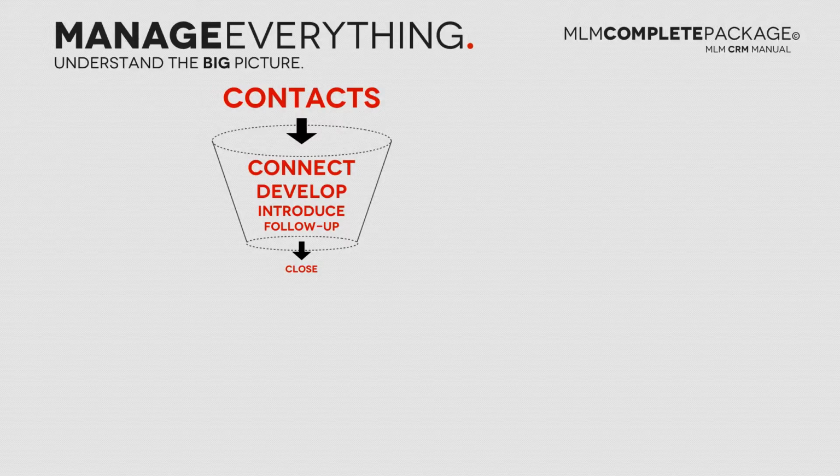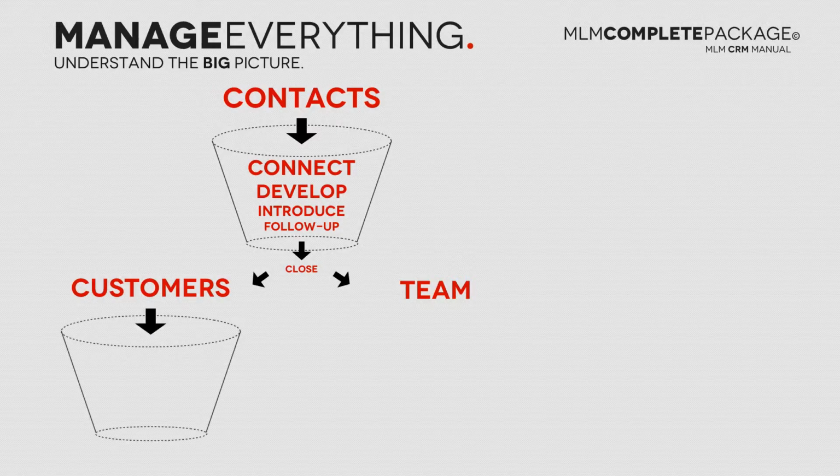So once you get into the close step, you're either going to close them as a customer on your product or service, or close them as a distributor in your team. And once you do that, you're essentially starting a new marketing funnel. You'll have a funnel for customers and a funnel for your team. So customers, depending on what you're marketing, whether it's a product or a service, a one-time product or recurring subscription or recurring product that runs out, you'll have a slightly different funnel.